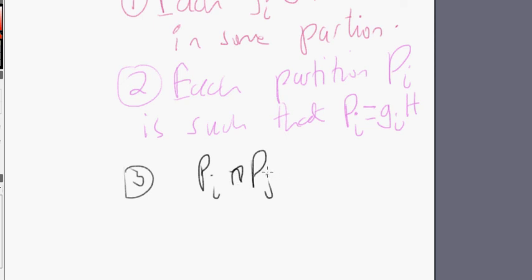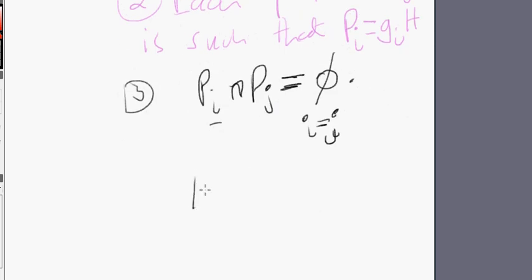if we can establish that for any I not equal to J, that the partitions are pairwise disjoint, then basically we're done. We'll be able to prove successfully that the cardinality of H must divide the cardinality of G. Right, that was the idea. So could you establish this third condition given what we've done right now?